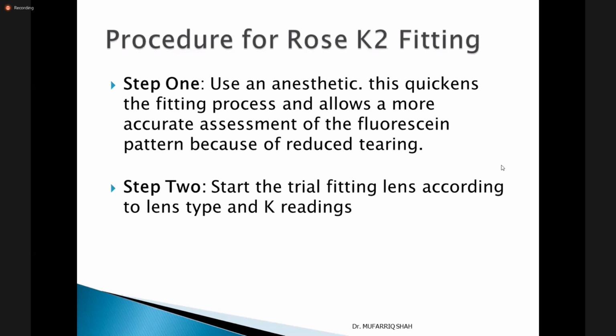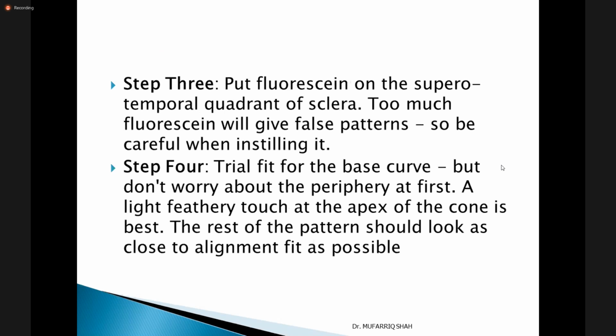Step 2, start the trial fitting lens according to the lens type and K reading, as we already discussed. Step 3, put fluorescein in the superior temporal corner of sclera. Too much fluorescein will give false patterns, so be careful when instilling it.